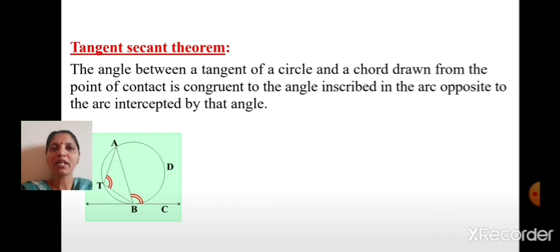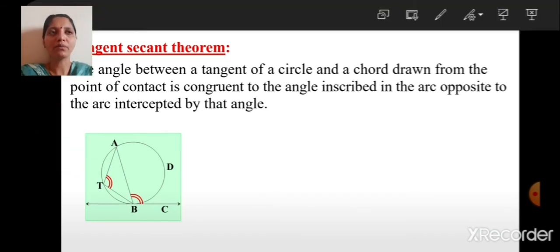So what is the statement? The angle between a tangent of a circle and a chord drawn from the point of contact is congruent to the angle inscribed in the arc opposite to the arc intercepted by that angle. Okay. So let's understand this with the help of the figure. You can see here BC is the tangent and AB is the secant. It is also called a chord of a circle.